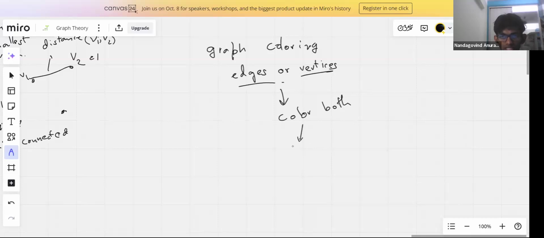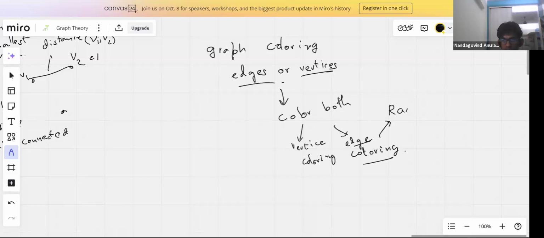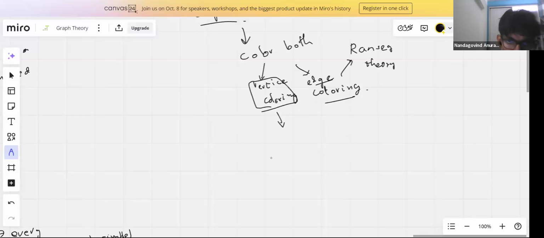So you have vertex colorings and edge colorings. Both of these are very different things that get talked about a lot. Edge colorings has this whole section known as Ramsey theory, which is amazing, but we won't be covering that today. Today, our focus will be more on vertex coloring. So what do we mean by vertex coloring?